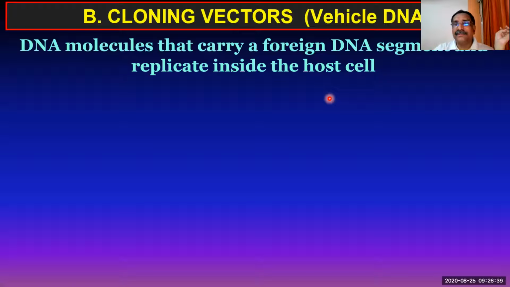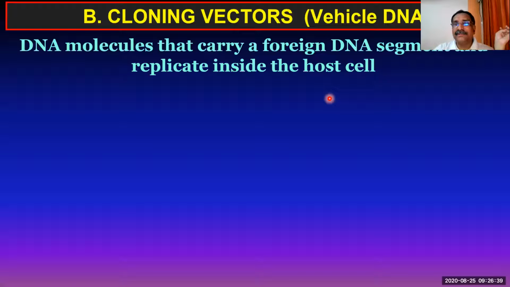Second, they are circular in nature because they are prokaryotic. And third, they can replicate themselves. The number of plasmids may vary. In some bacteria you can notice 1, in some 2, and in some even more than that. Whatever the number, whether it is 1 or 15 or 100, these plasmids are extra chromosomal only. So this is one type of cloning vector, a vehicle DNA.